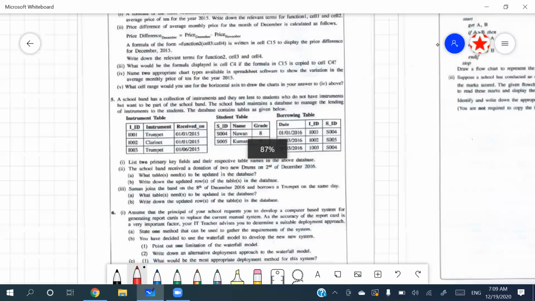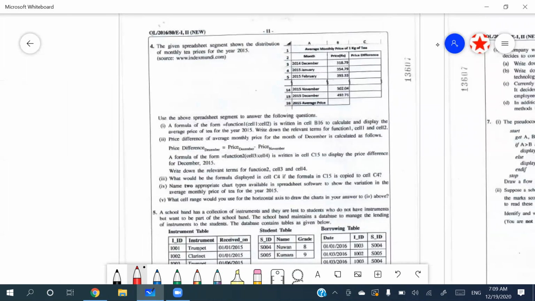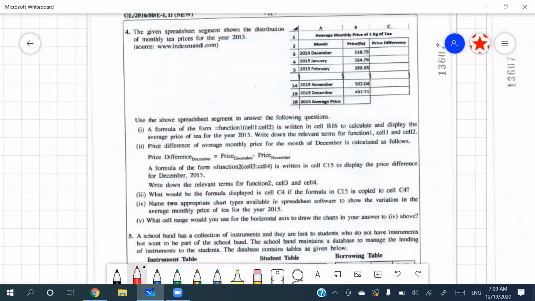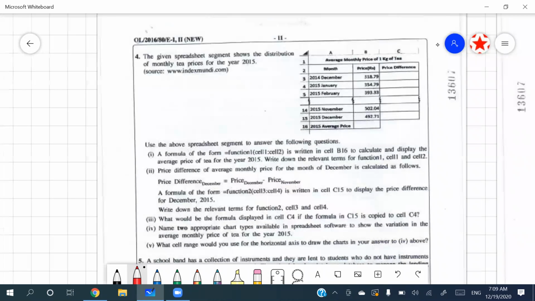All right, so it's the fourth question, like the Excel one. Yeah, so let's go through.